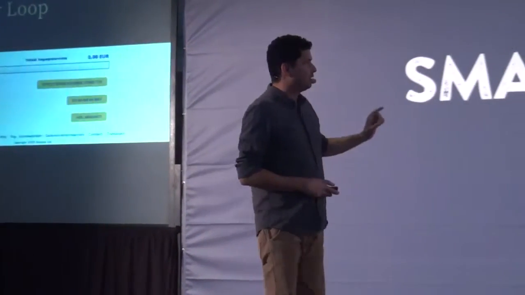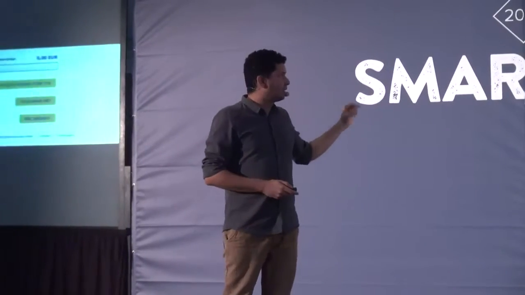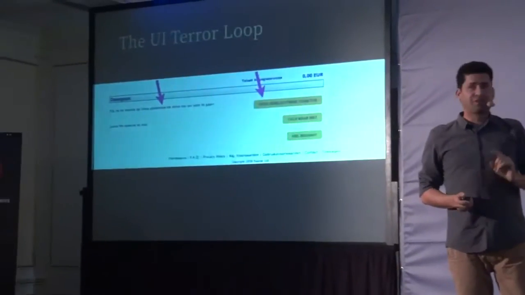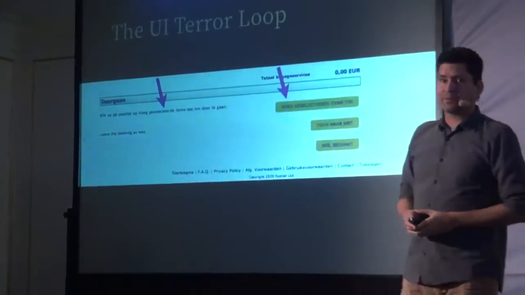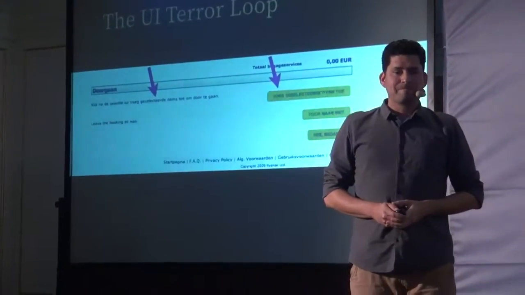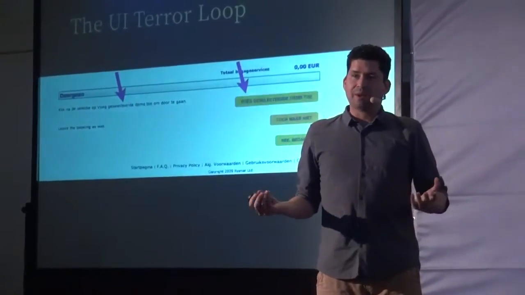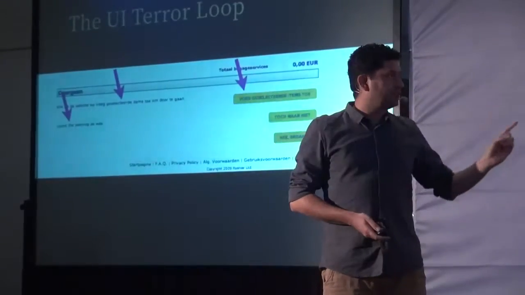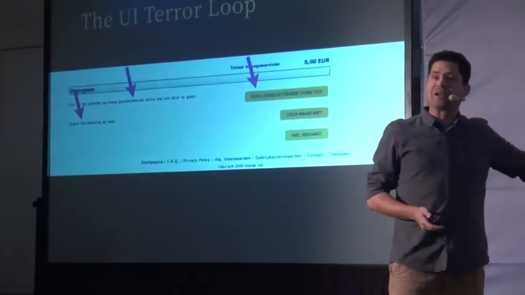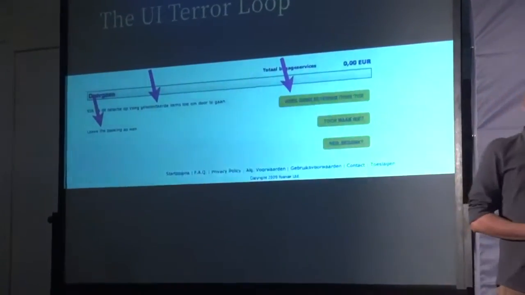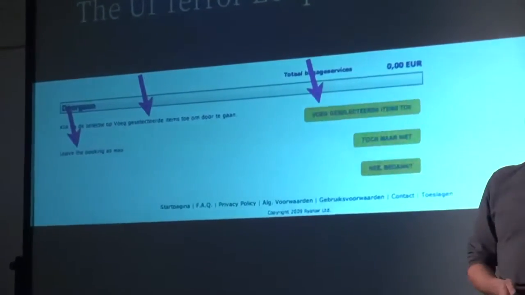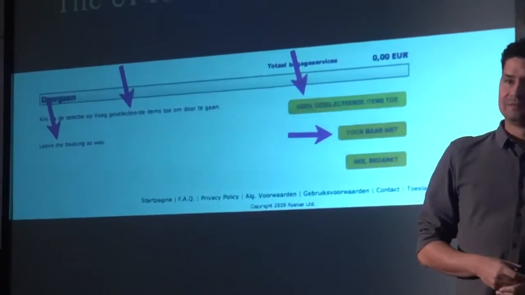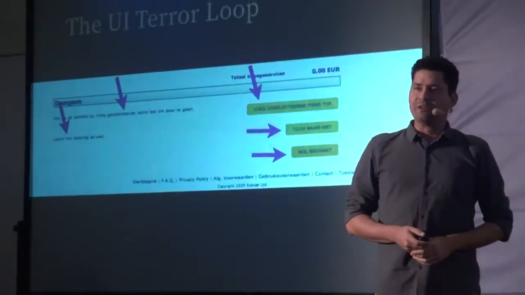It says right here, after making your selection, click on Add Selected Items to continue. That's the button to add selected items. Okay? I don't have any items to add, but I have to click that button to continue. Right? This says, in English, leave the booking as it was. So they're mixing languages here. And this button says, no, don't do that. And this button says, no, thank you.